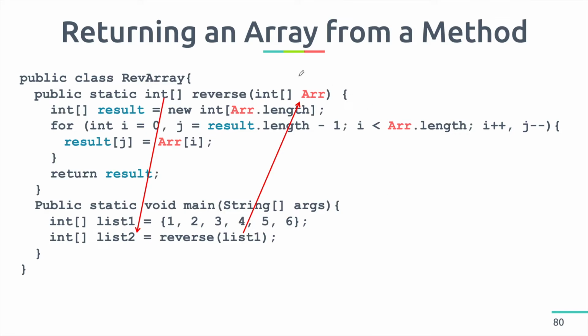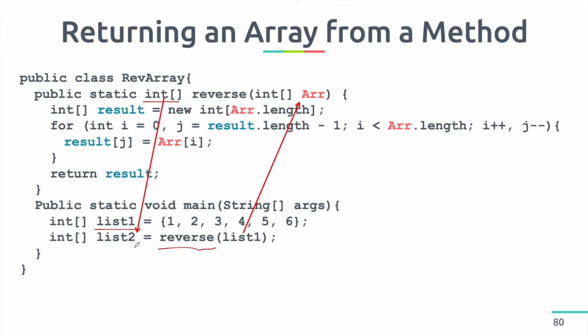So when we have an array and we send an array to a method, can we return an array? Yes, we can. We can have the return type of a method be an array, as we can see here in this example. In this example, we created this class, and what we want to do in this program is we have an array called list, and it has the numbers from 1 to 6. Using the reverse method, we want to reverse the elements of list 1 in a new list called list 2.